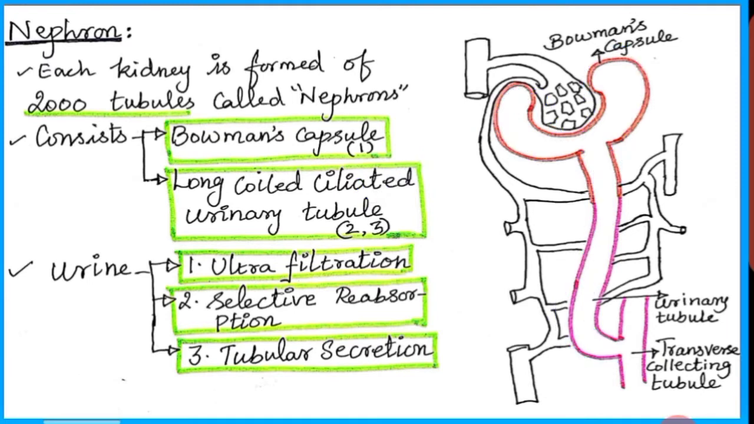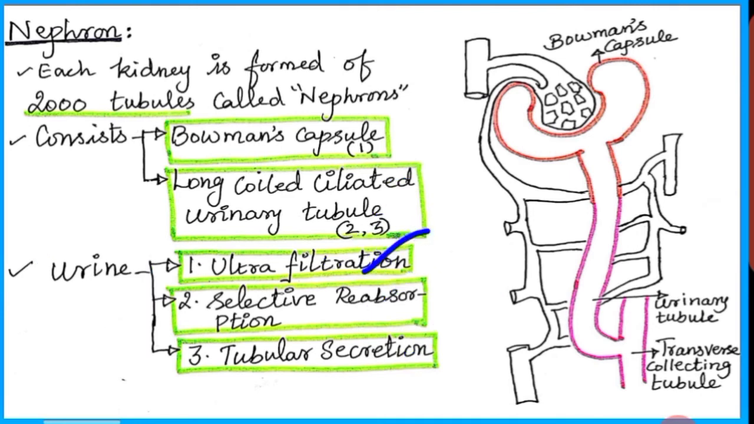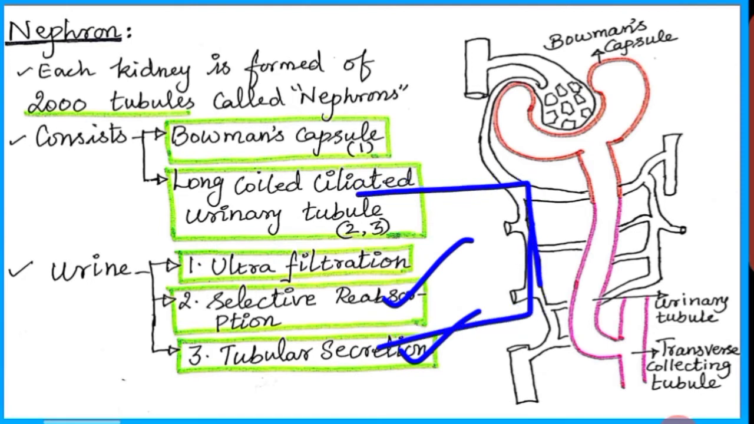The mechanism of urine formation follows three steps. Step 1, ultrafiltration. Step 2, selective reabsorption. Step 3, tubular secretion. These three steps play a vital role in forming urine, right? Ultrafiltration takes place in the Bowman's capsule. Selective reabsorption and tubular secretion take place in the long coiled ciliated urinary tubule.